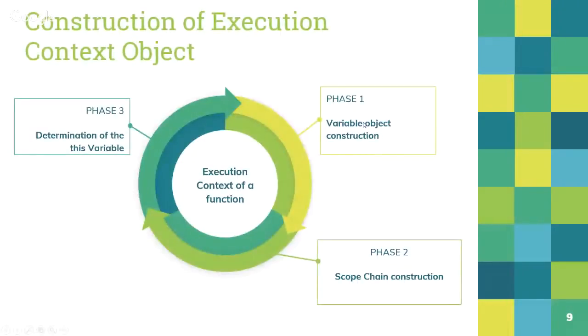So here, remember these are the three phases of the construction of an execution context object. Here we have phase one, where the variable object construction occurs, and we have phase two, where the scope chain construction takes place. And finally, we have the this variable where the value of the this variable is set. So now that we have the variable object construction and the scope chain of the execution context, we have the this variable to capture all this.